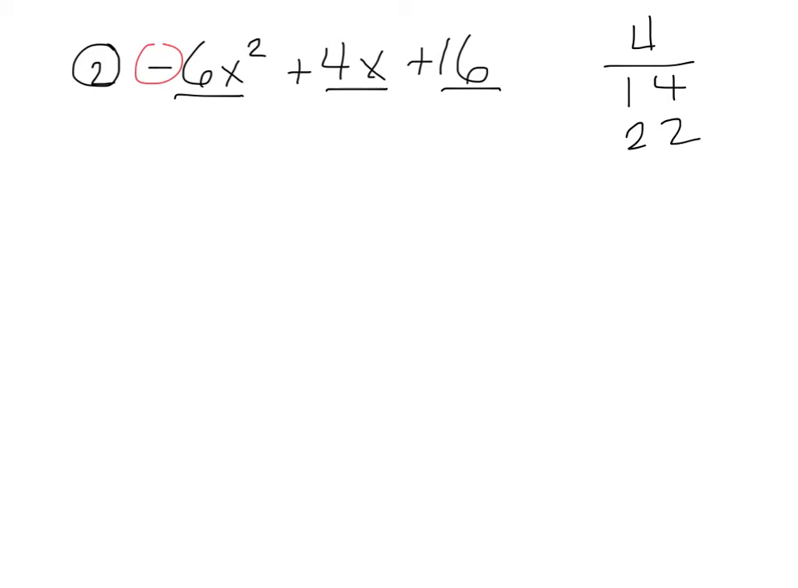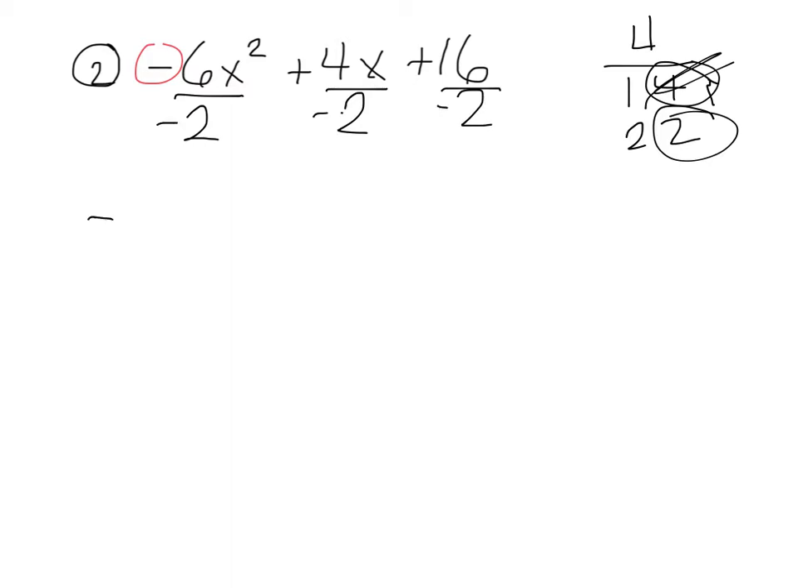So I'm going to start with my biggest factor of 4, which is 4. So 4 doesn't go into 6, so it's not 4. Now I'm going to go to 2. 2 goes into 6, 2 goes into 4, and 2 goes into 16. So I found my GCF is 2. And remember, we're also factoring out that negative, so I'm going to divide everything by negative 2.